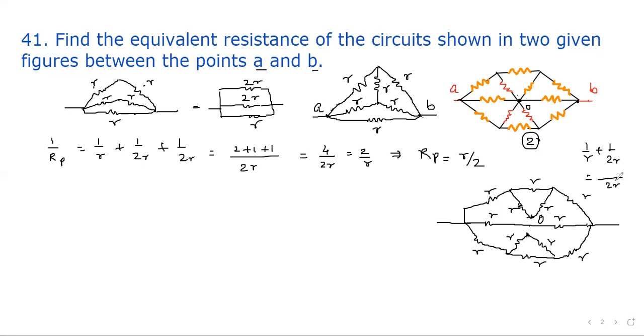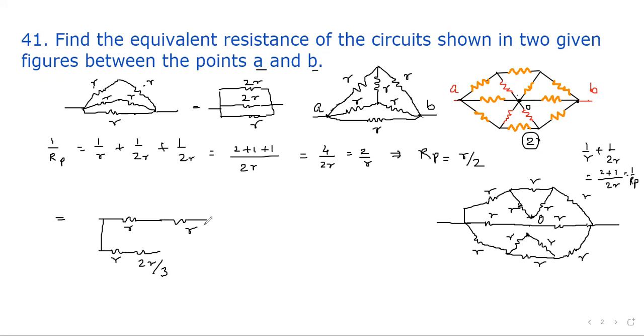So we can find the equivalent of this portion: 1 upon R plus 1 upon 2R. So this will give 2R, so this is 2 plus 1. So this is 1 upon RP, so RP will be 2R by 3. So this portion will be replaced by 2R by 3. So the circuit will become, this is R, these two, and then this is R. This portion will be replaced by 2R by 3.